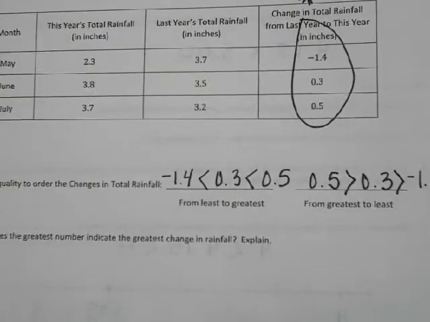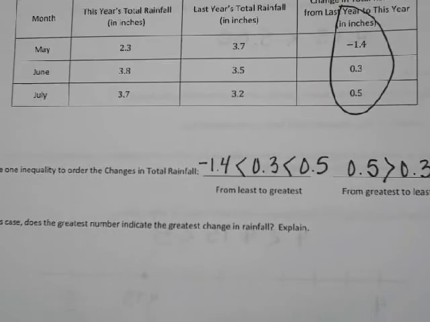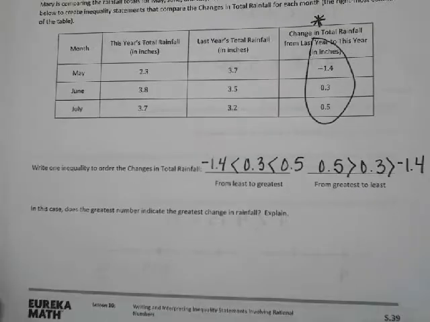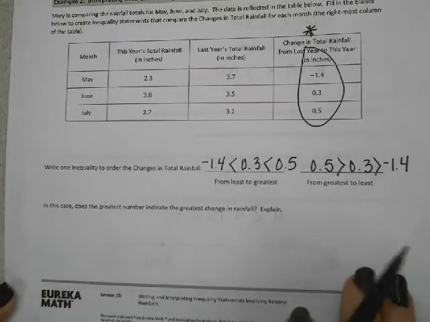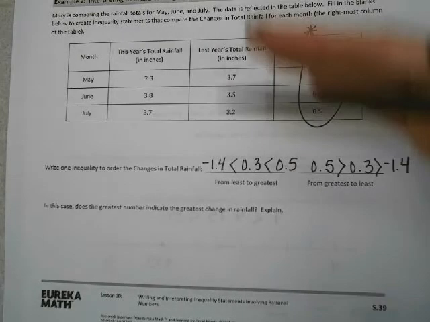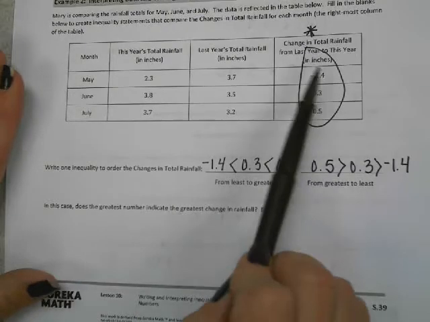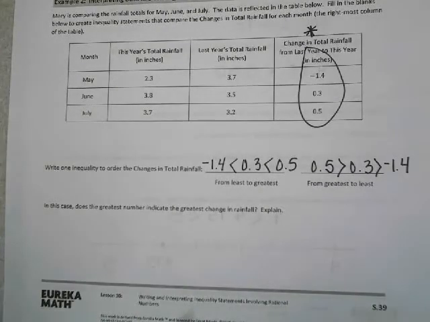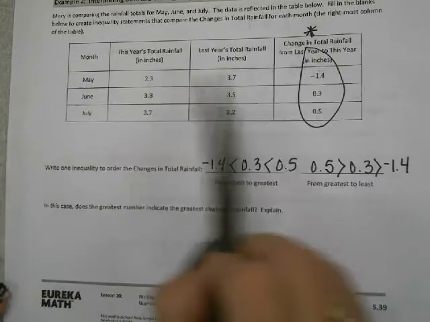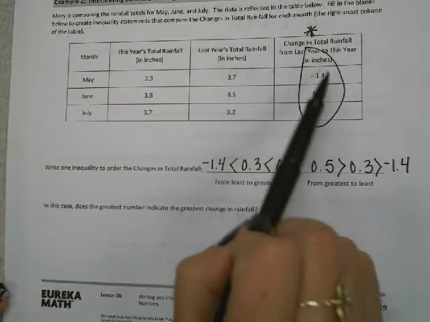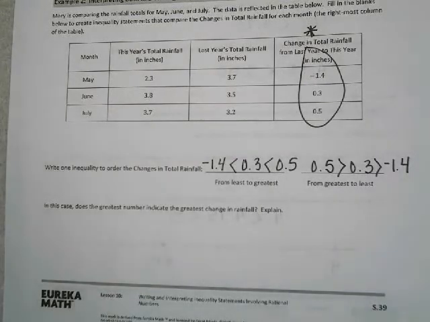It says, in this case, does the greatest number indicate the greatest change in rainfall? So in other words, my 5 tenths is my greatest number. Does that indicate the greatest change in rainfall? And it doesn't, because if we think about it, a negative 1 and 4 tenths means that the rainfall has changed over an inch in May. So that's actually the greatest change in rainfall, even though it's not the greatest number.